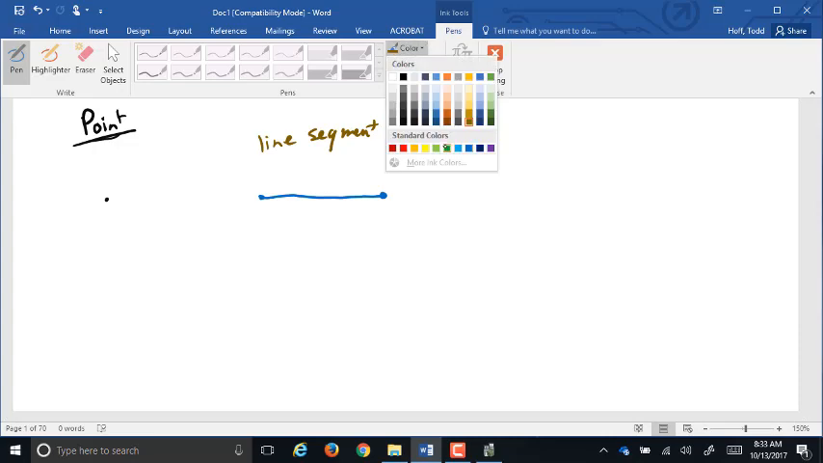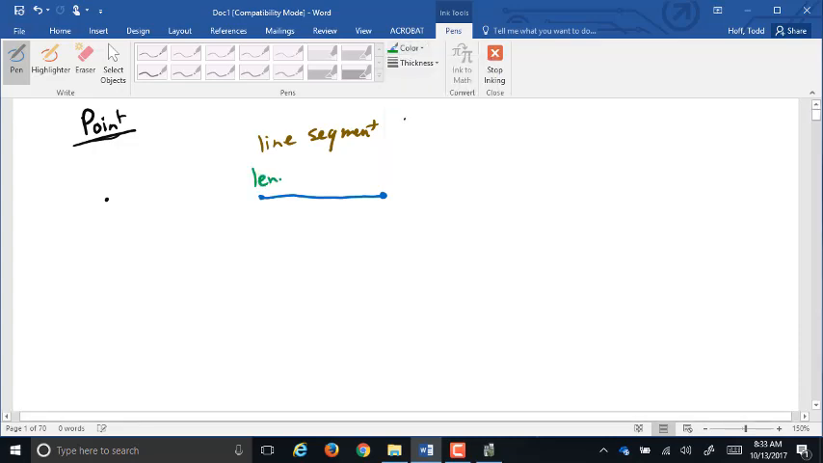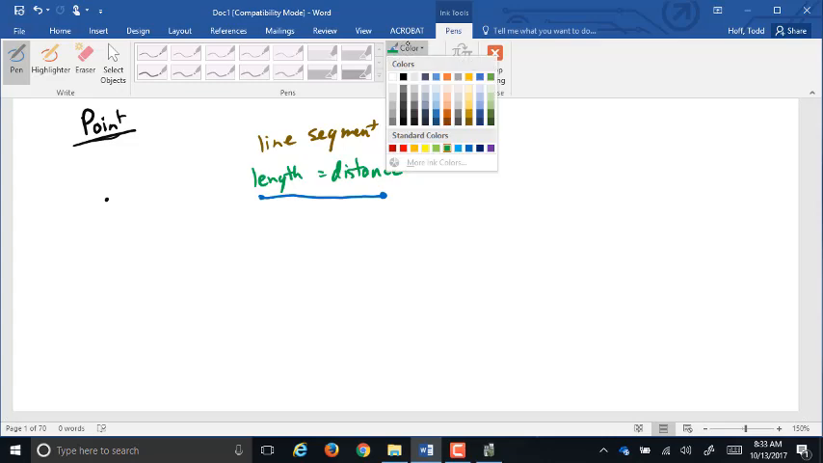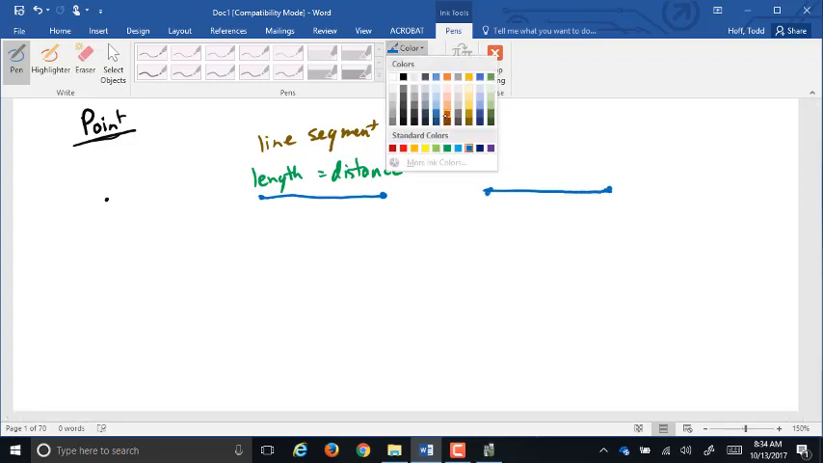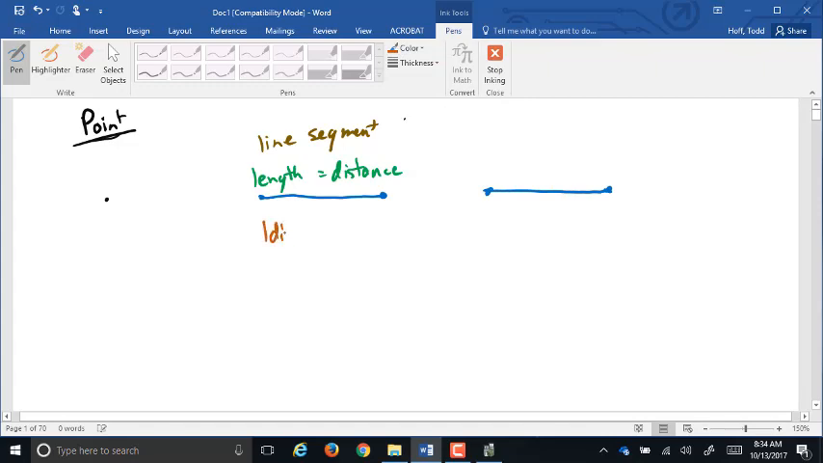And if you remember, the length of that line segment just equaled the distance that we moved the point. And that is one of the technical definitions of a length. And then we took that line segment. Now, of course, this was one-dimensional because we had moved one direction in order to create it.